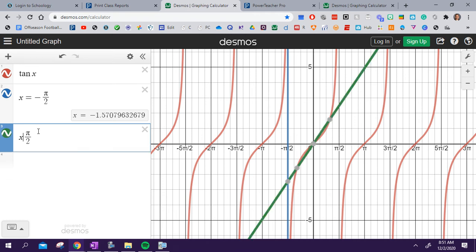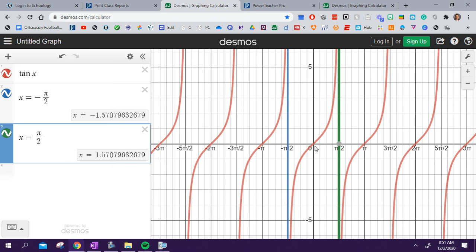X equals pi over 2. Look at that graph. Yeah, that makes sense. We're centered at 0. The reason we look between negative pi over 2 and pi over 2 is because we get a full continuous cycle. Everybody understand what I'm saying with that? I got a full curve in between there. I could pick other values, but in between those two, I'm going to get a full continuous cycle.